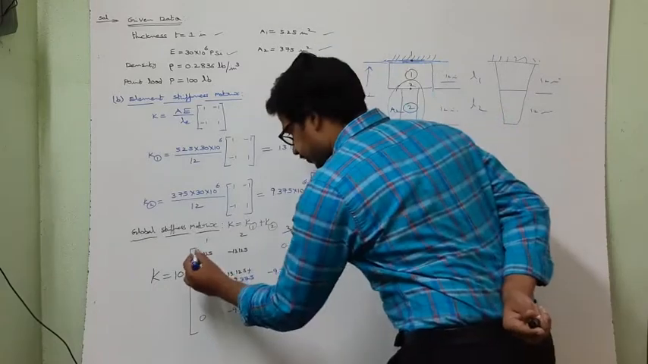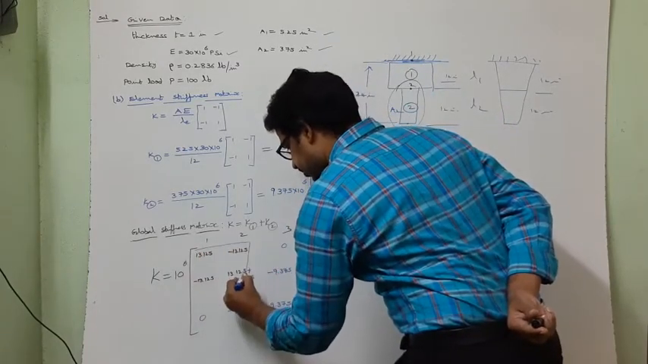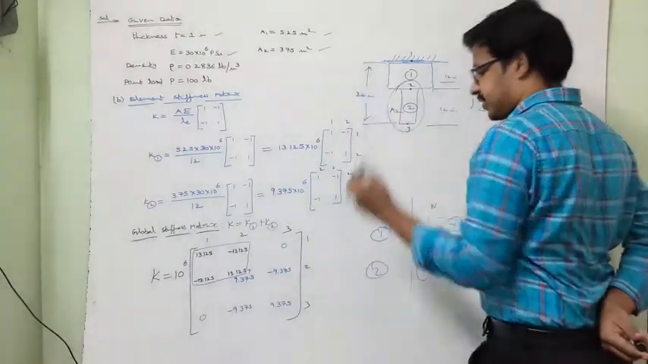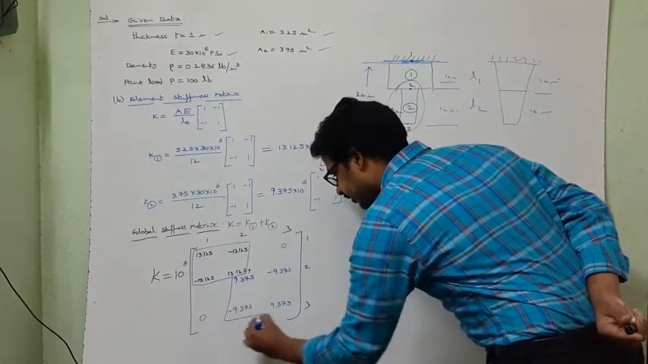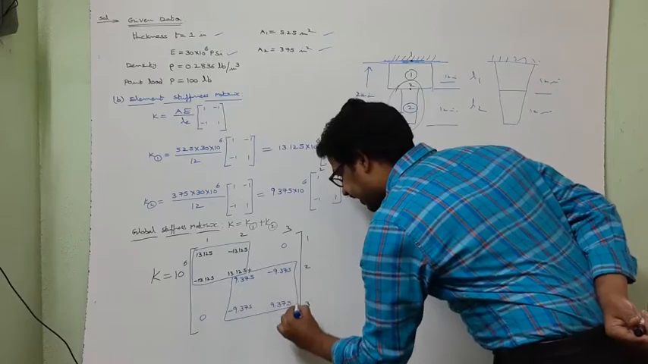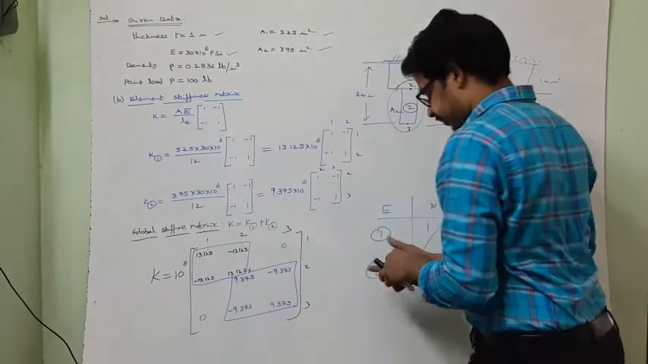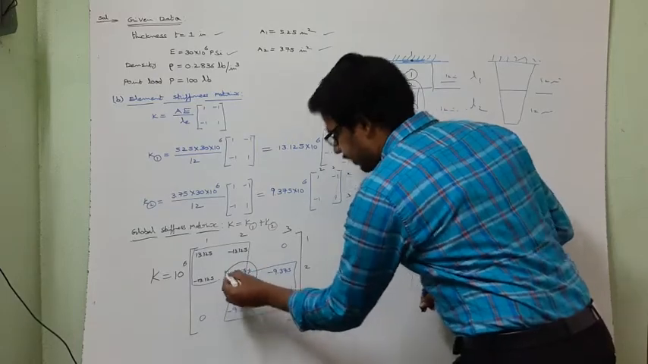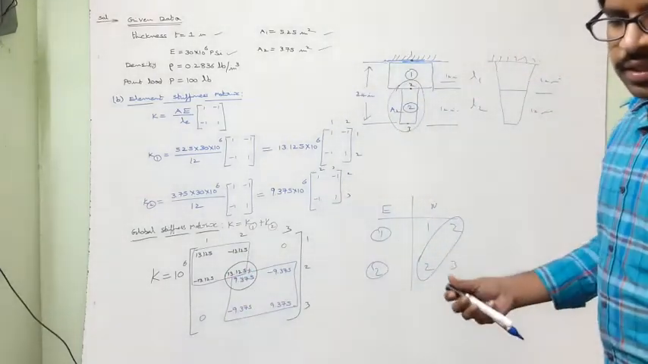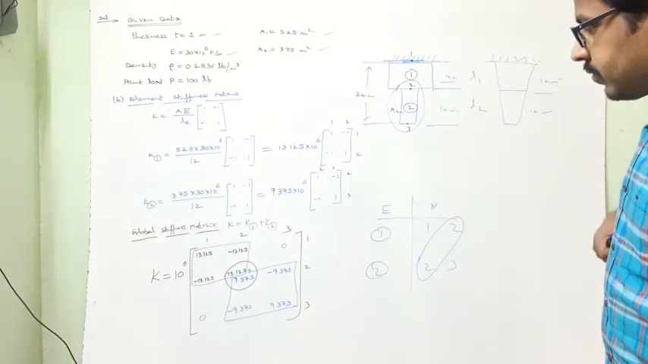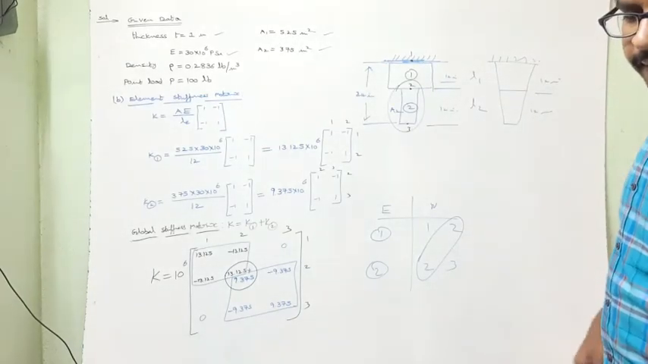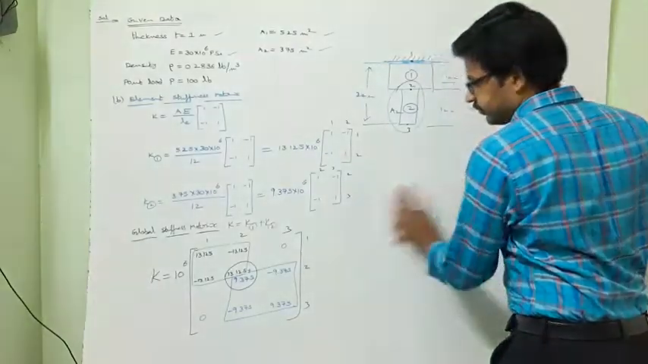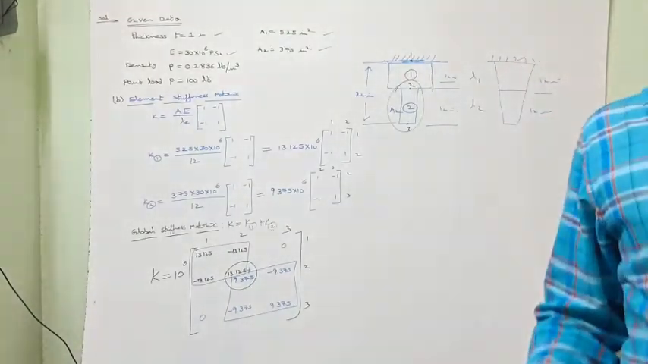So here this is the first element stiffness matrix, and this is the second element stiffness matrix. This is the common node value.